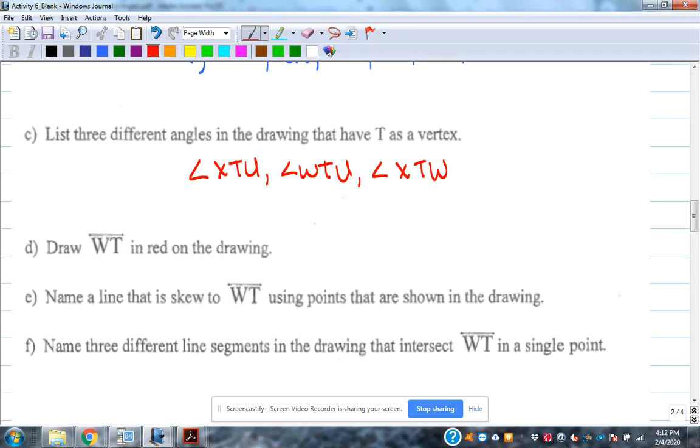All right. And then D, that's supposed to have arrows on each end. You can kind of almost see them there. They weren't as big as I was hoping.